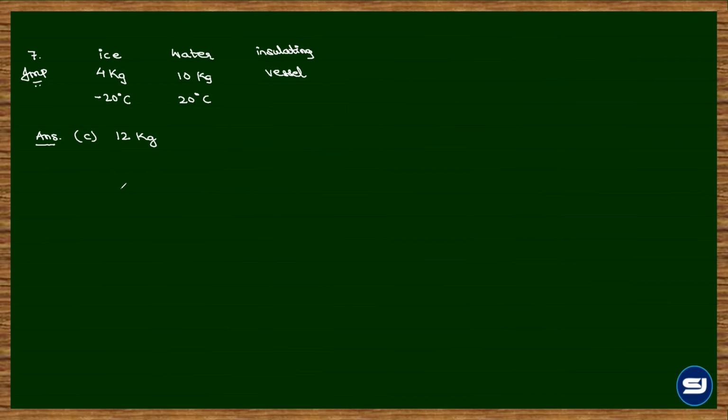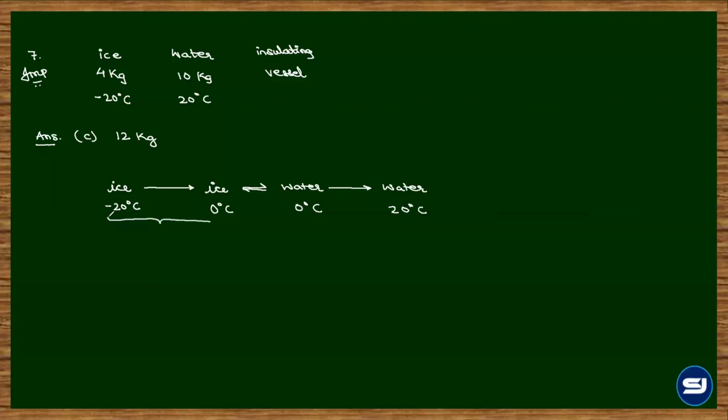You have done this type of question in the numericals, है ना? याद है वहाँ पे? वेपराइजेशन तक लेकर गए थे हम लोग. Ice to water and water to water vapor. So firstly, the ice at minus 20 degrees Celsius will be converted to ice at 0 degrees. Very good. Then ice will be in equilibrium with water at 0 degrees Celsius. And this water would change to water at a higher temperature, that is 20 degrees Celsius.